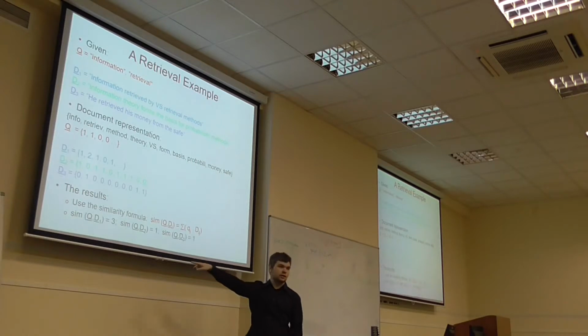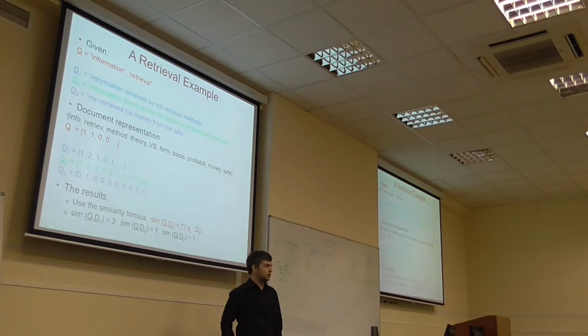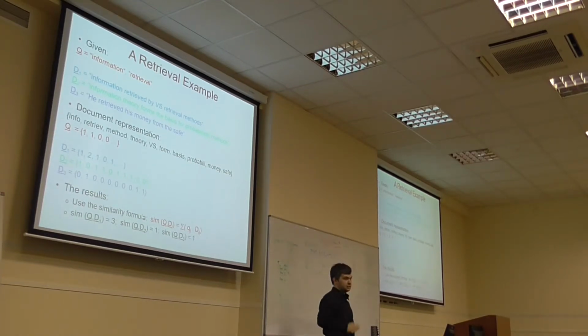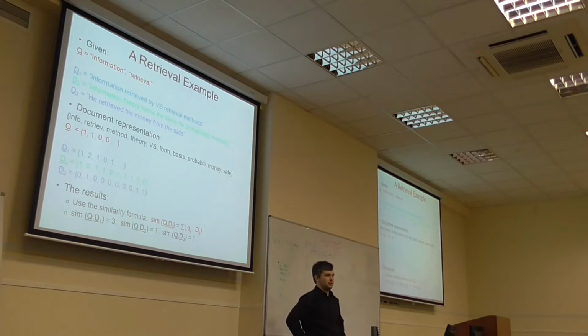So what can we conclude from this? First document is more relevant. Yeah, more relevant. So it will be the first in our output list. How to handle the other two? Which order do you output them?